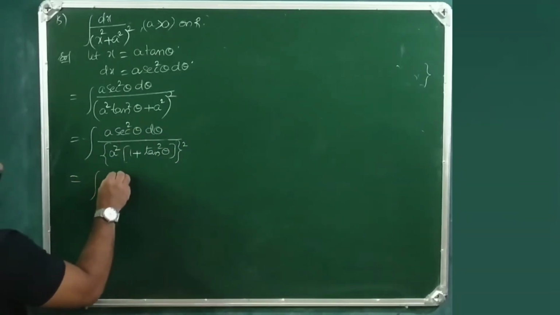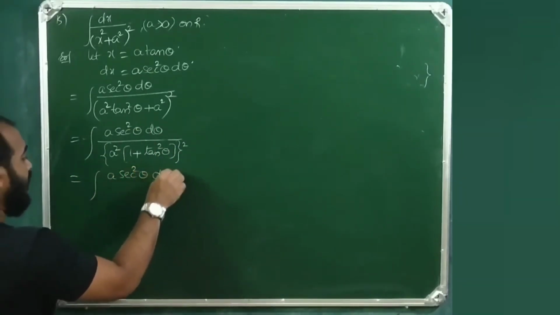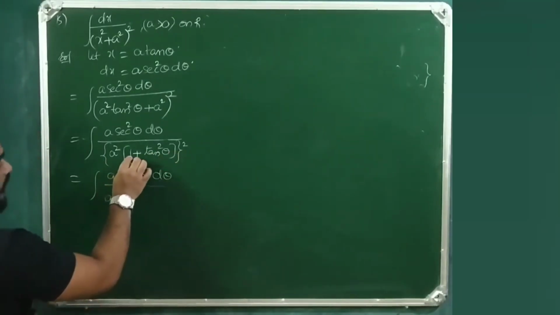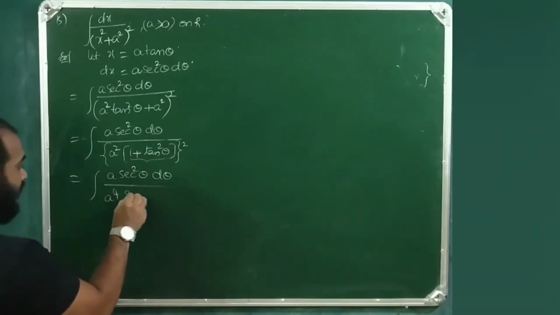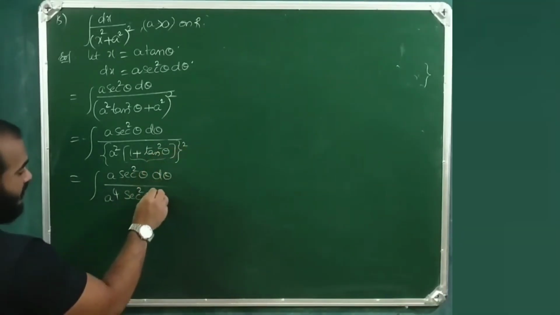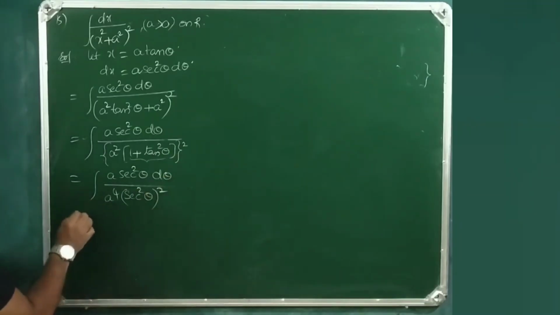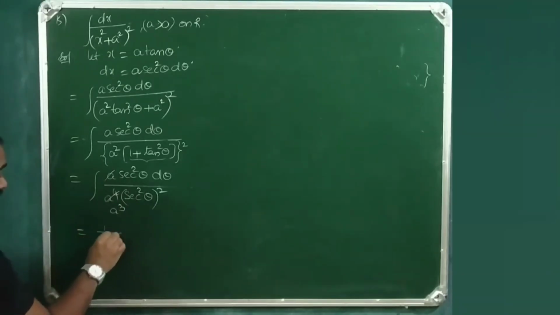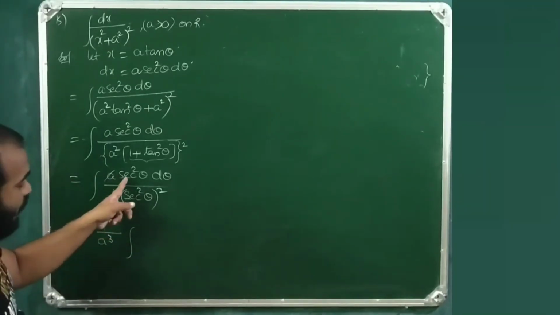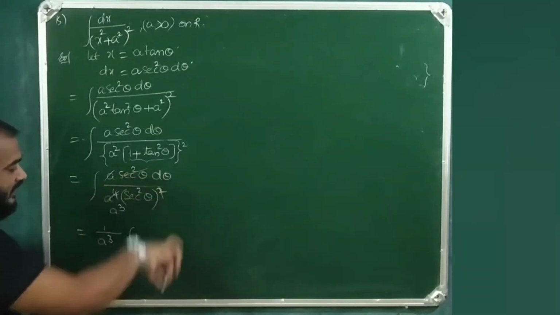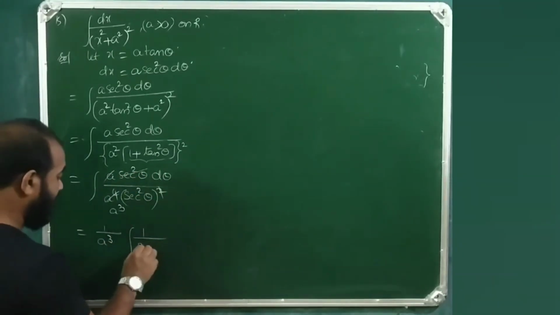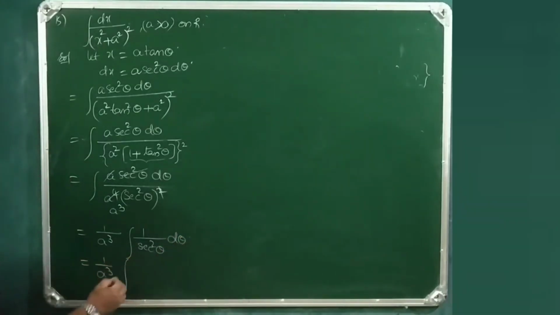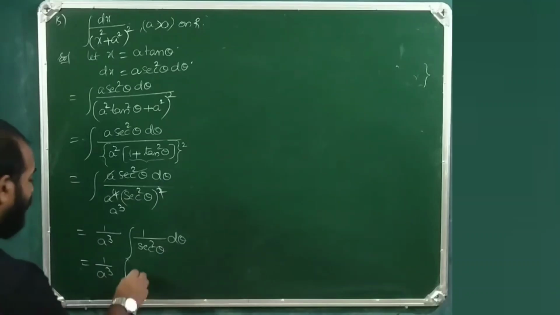So this is a secant square theta d theta by a square whole square, which is a power 4. So 1 plus tan square theta is secant square theta, whole square. So this is a cube times. So this is equal to 1 by a cube integral secant square by secant square theta. So this gets cancelled. So here this is 1 by secant square theta d theta. So 1 by a cube, and 1 by secant square theta is cos square theta d theta.